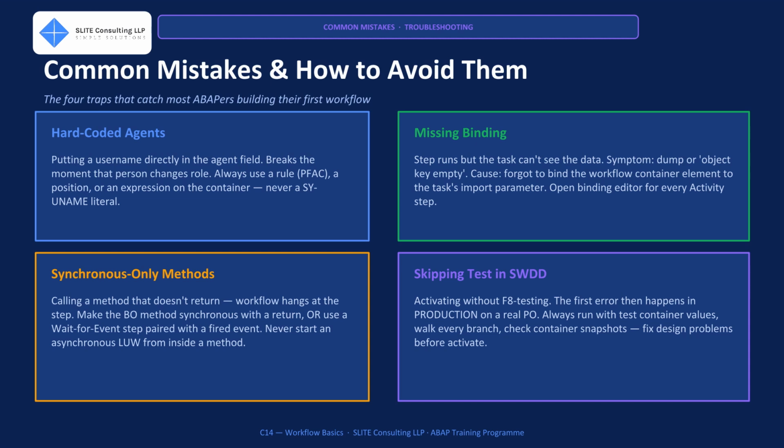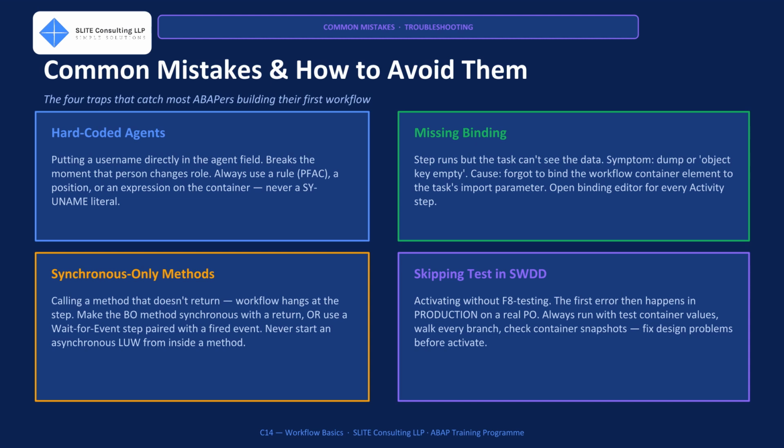Third, no error handling. When agent determination fails or the BO method raises an exception, the workflow goes to status error and stays there. Define an exception handler in SWDD, configure SWIA escalation, and provide a fallback agent, such as a workflow administrator, so nothing gets stuck silently.